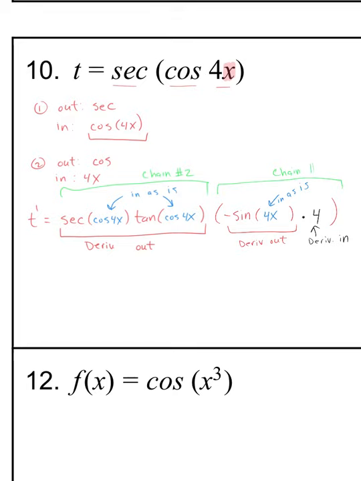That is a lot of parts. Oops, that's chain number 2. Over here is chain number 1. Okay, so now let's simplify this guy.